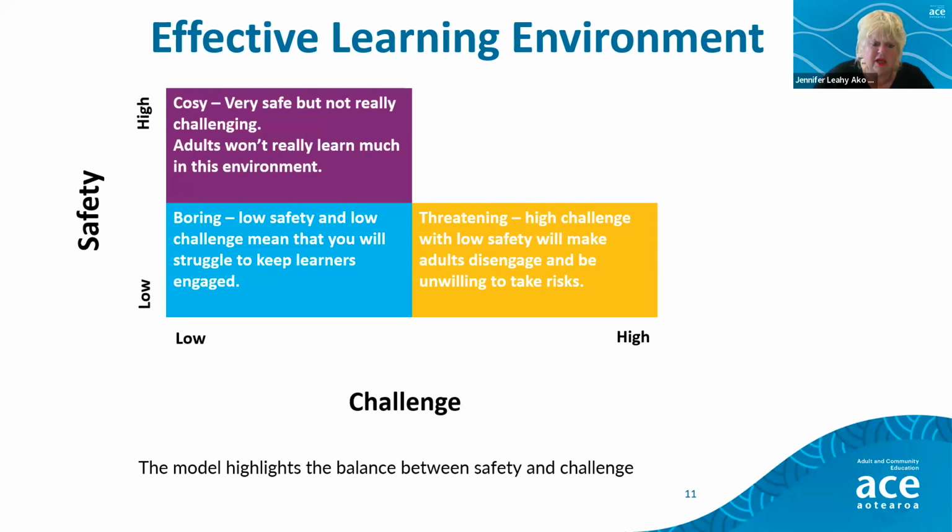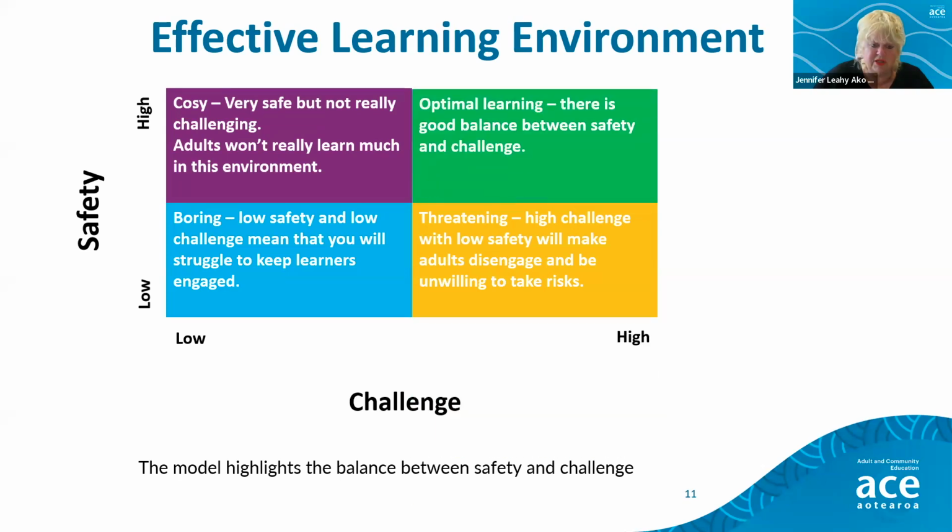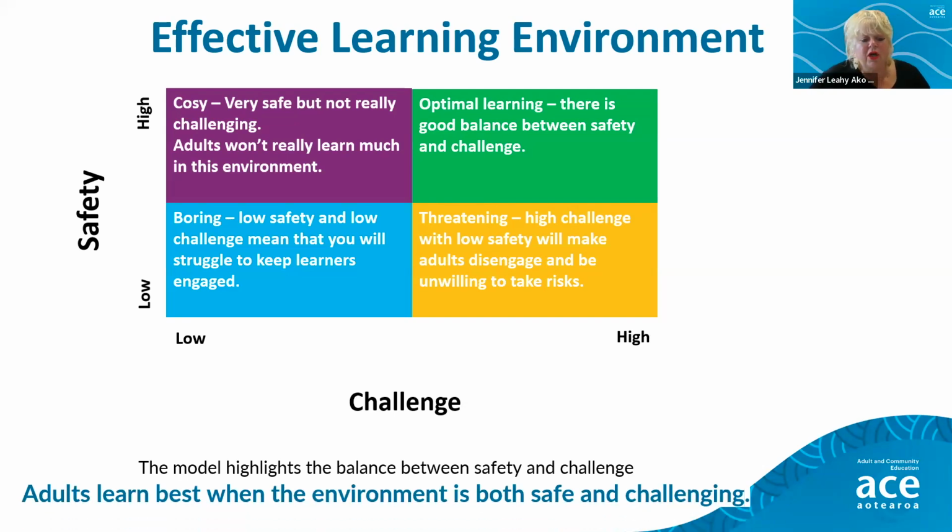Okay, so then let's now look at the most optimum, which is when there is a balance between safety and challenge. It makes sense, doesn't it? But I liked this model because it did really identify the importance of ensuring that it's not just about cozy learning where we all feel totally safe. There has to be that element of challenge, as long as it's not too high, so that adults feel that they can continue to learn.